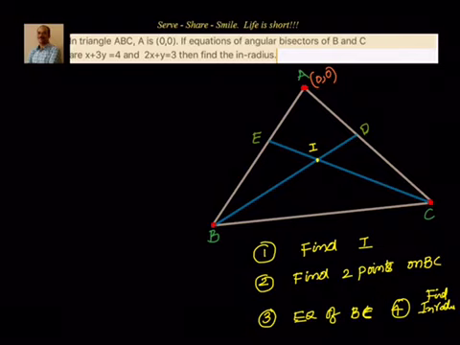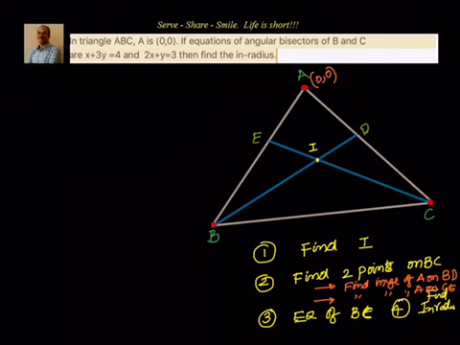First we have to find I, then we have to find two points on BC. For finding two points on BC, we do two steps. First we find the image of A on angular bisector BD one time. Second time we do A on CE, because we have two angular bisectors. So this is our algorithm to solve this.